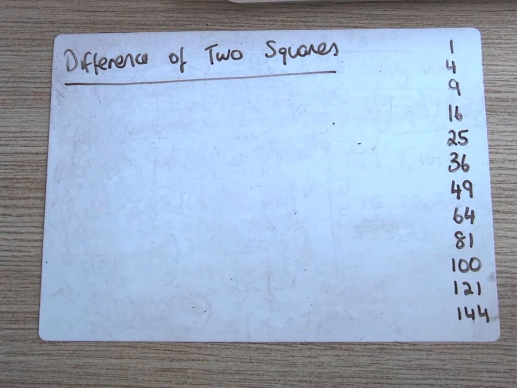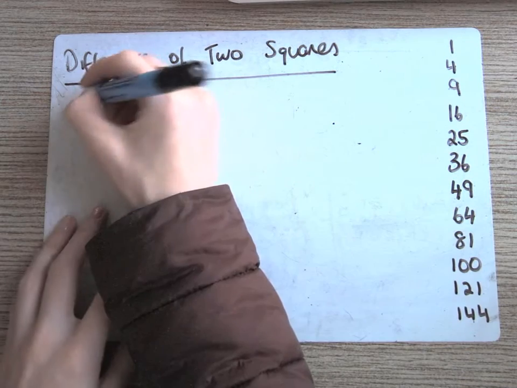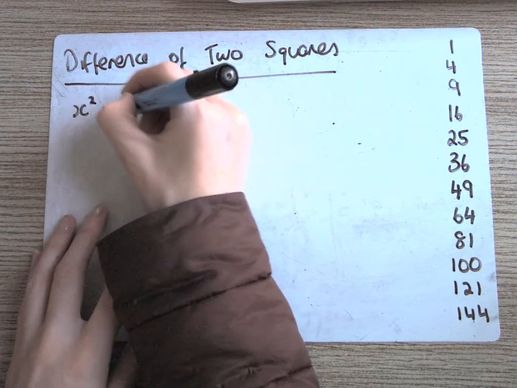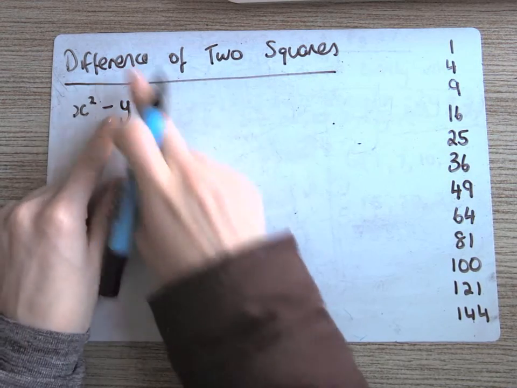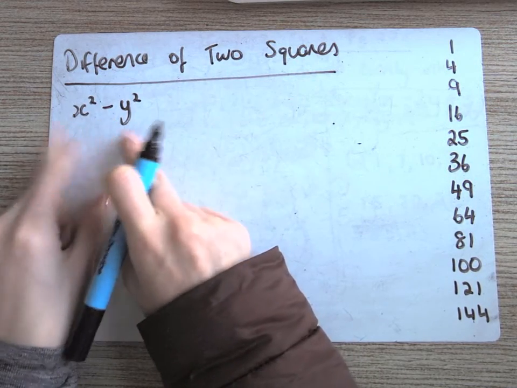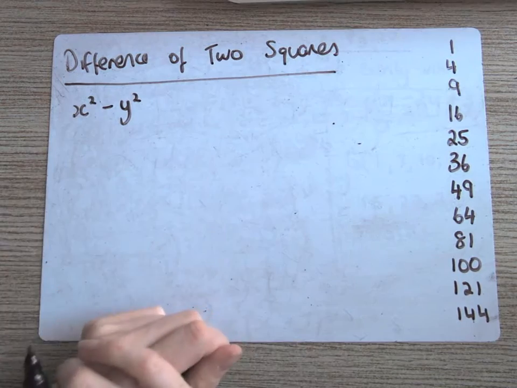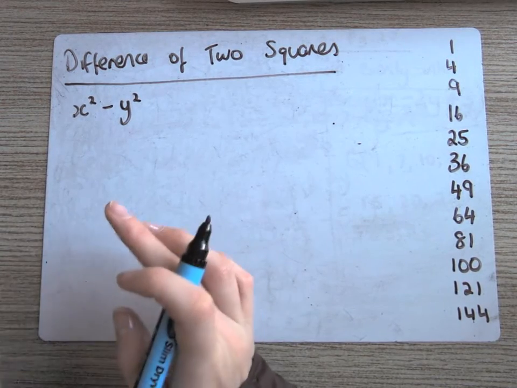So the difference of two squares means a square number minus a square number. Like this. Two square numbers, two squares, and the difference means a minus. So if ever you have two square numbers and a minus in the middle, you do this way of factorizing.